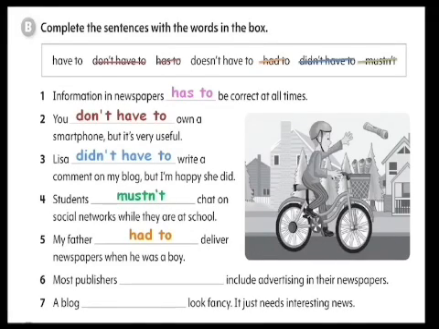Number 6. Most publishers have to include advertising in their newspapers, because it's a must. They need to. Now let's move to number 7. A blog doesn't have to look fancy. It just needs interesting news, so it doesn't have to look fancy.